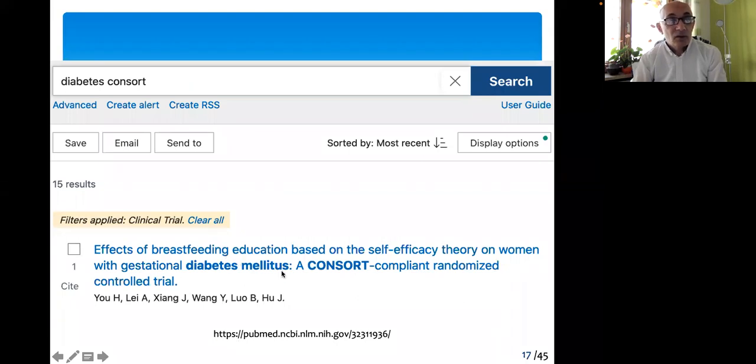Okay. Also here, some studies you may see are reporting even in the title that they have done their study using this CONSORT style, the CONSORT guideline.